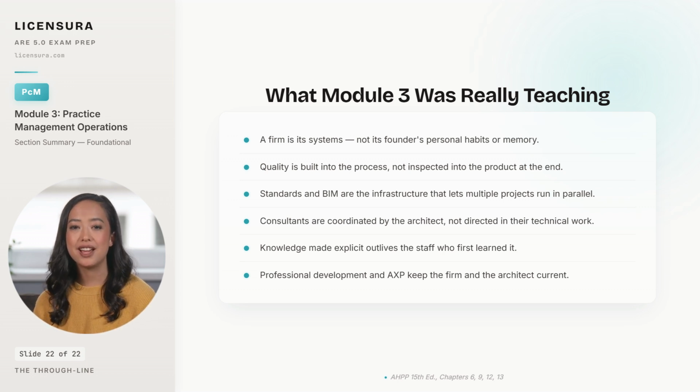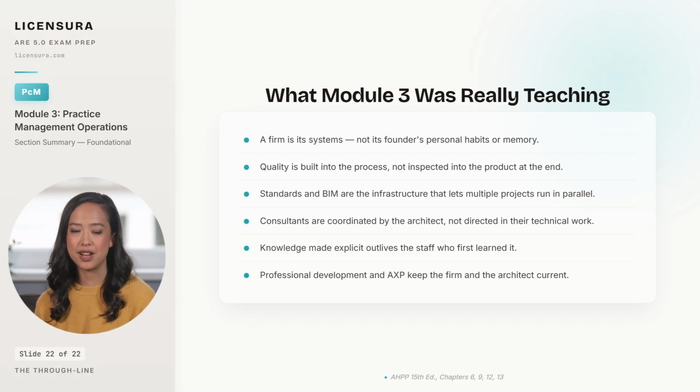Second, quality is built into the process, not inspected into the product at the very end, which is why quality assurance and quality control are separate disciplines doing separate work. Third, office standards and building information modeling are the infrastructure that lets multiple projects run in parallel without each one reinventing the wheel. Fourth, consultants are coordinated by the architect, who integrates their work into a unified design, but consultants are not directed in their technical specialties. That line protects the architect from liability for work the architect is not licensed to perform.